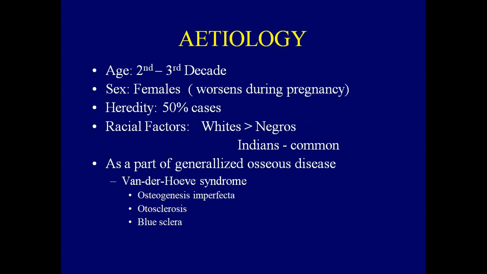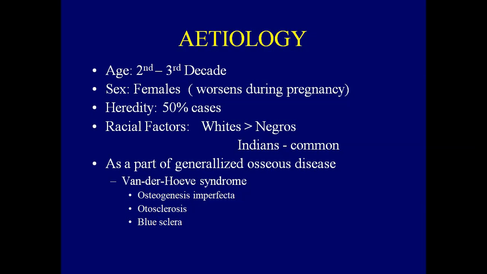So what is the etiology of otosclerosis? It is commonly seen in the second and third decade of life, and it is more common in women, especially during pregnancy, and there are cases where it is aggravated during pregnancy. There is a 50% incidence in the family of a patient who has otosclerosis, and epidemiological studies have shown that it is more common in whites than in negroes, and it is one of the common causes of hearing loss in Indians after chronic suppurative otitis media.